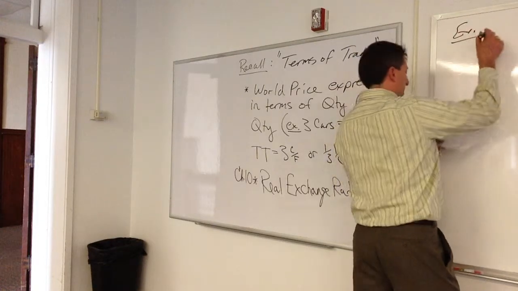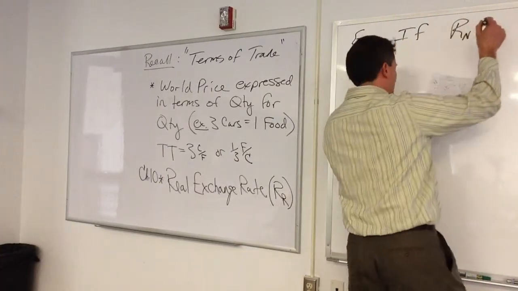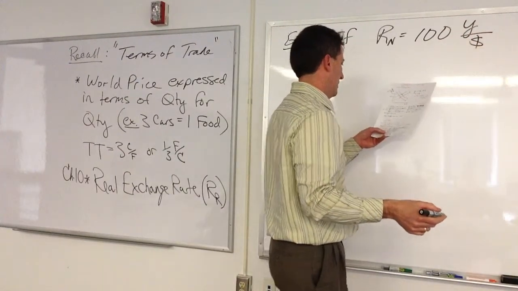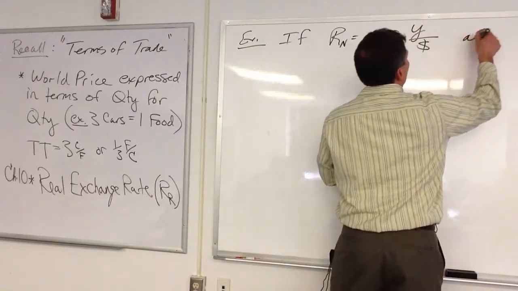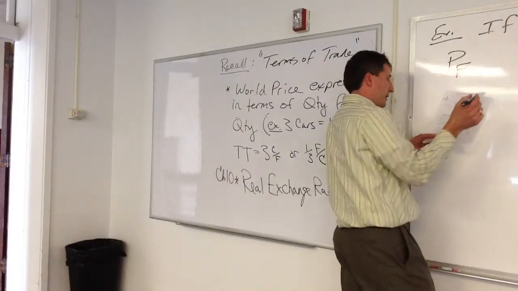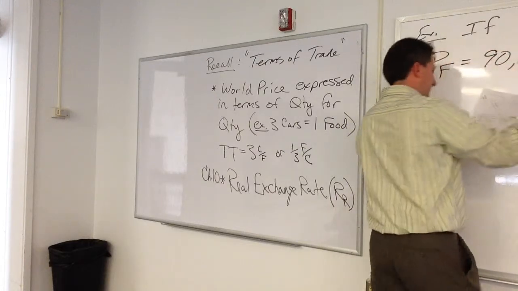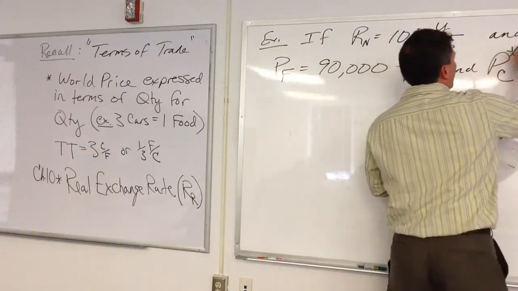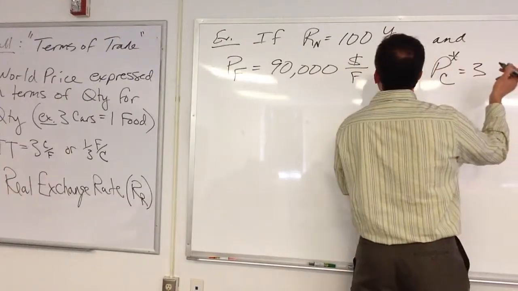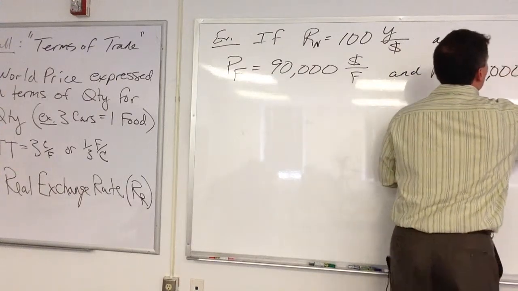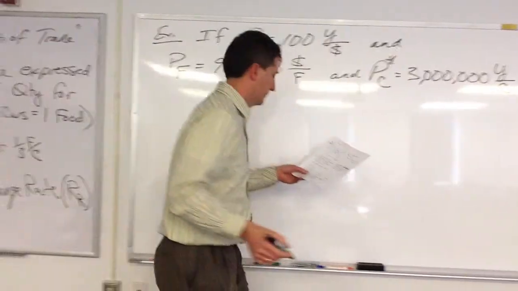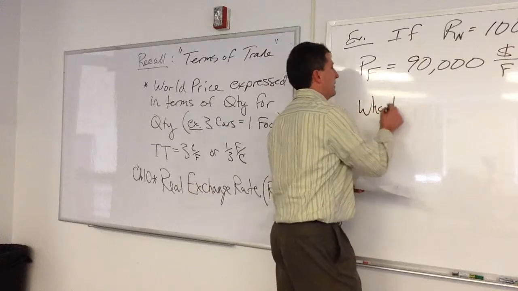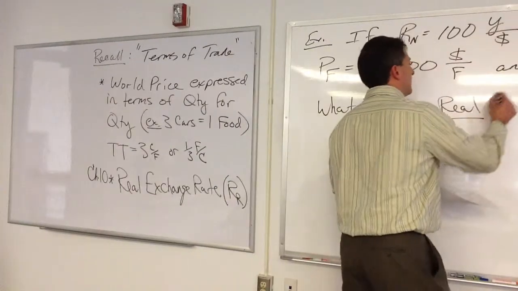So let's just do a little example. If the nominal exchange rate is 100 yen per dollar, and the price of food in the United States is $90,000 for every food, and the price of a car in a foreign country, let's say Japan, is equal to 3 million yen, 3 million yen per car. What is the real exchange rate?